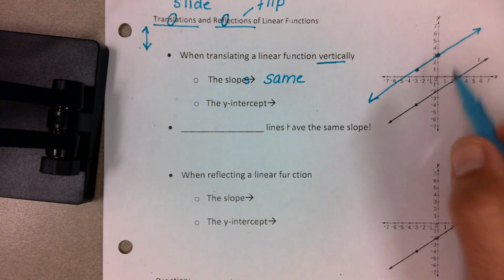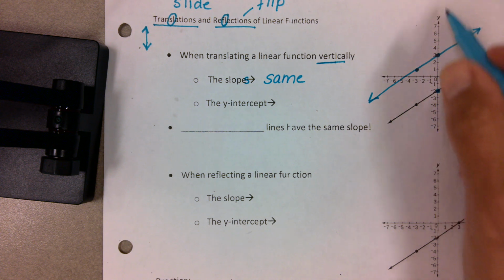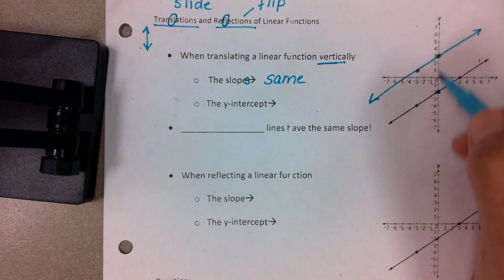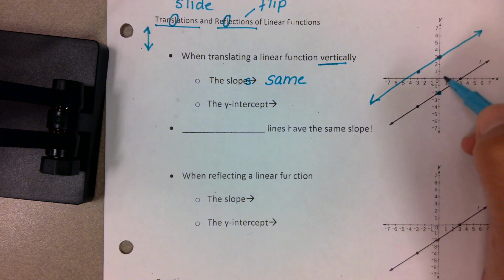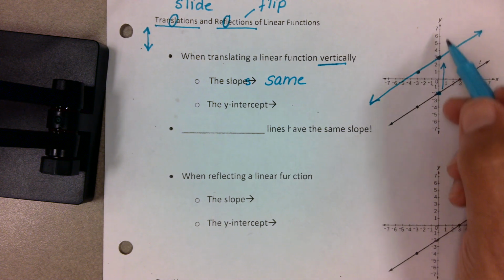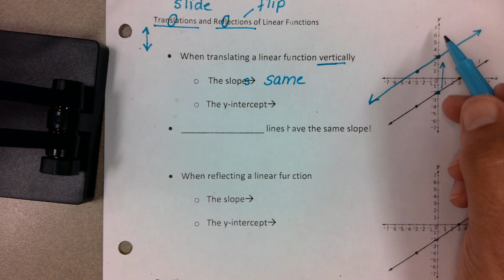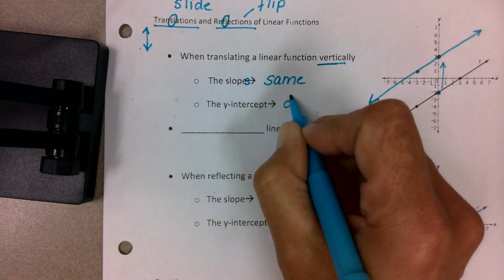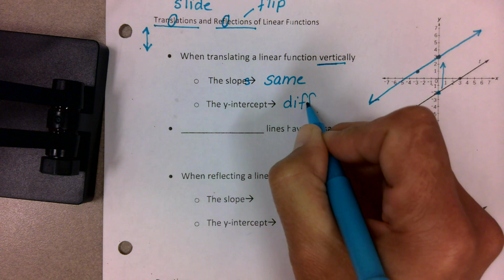Now, let's look at the y-intercept, because you know the y-intercept is the point that crosses the y-axis. What happened to our y-intercept? It looked like it shifted up, right? So it's different. The y-intercepts are going to be different.